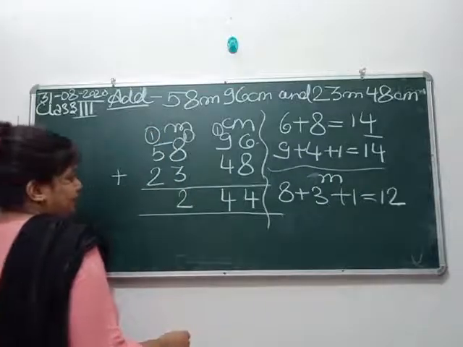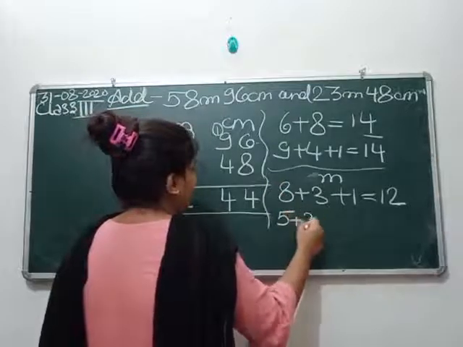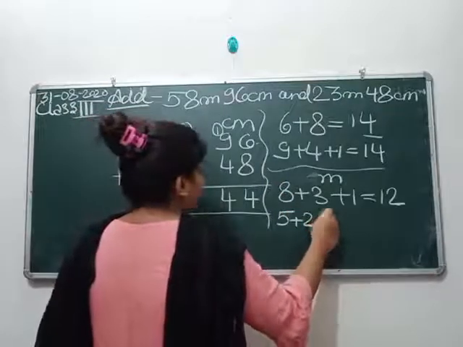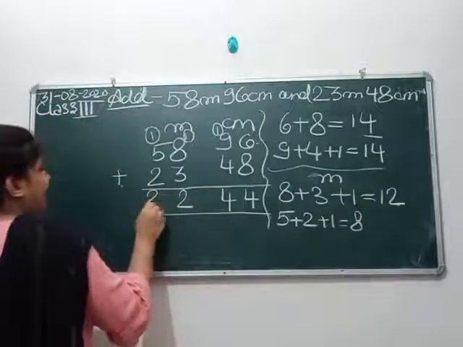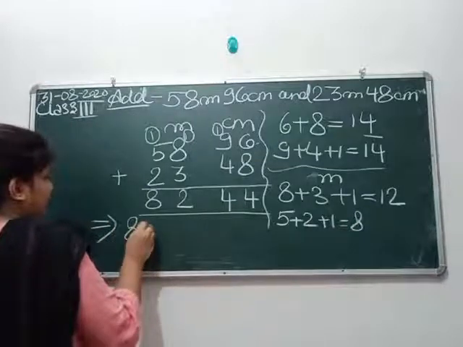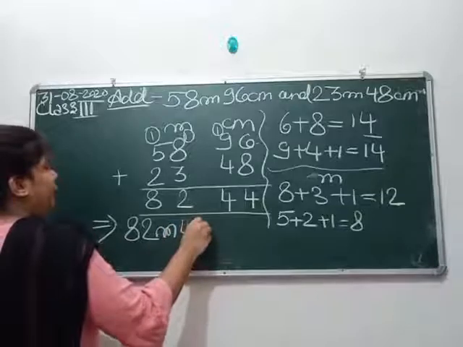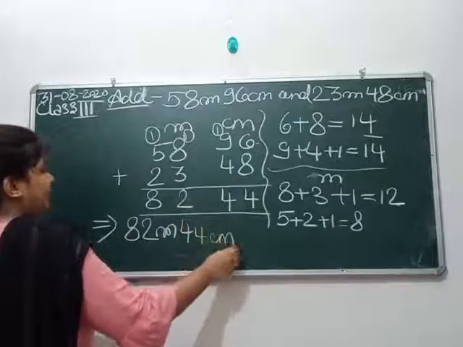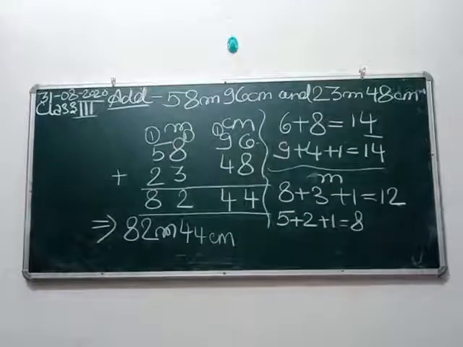Now 5 plus 2, 7, plus 1, 8. So we are having 8 here, and our answer is 82 meter and 44 centimeter.